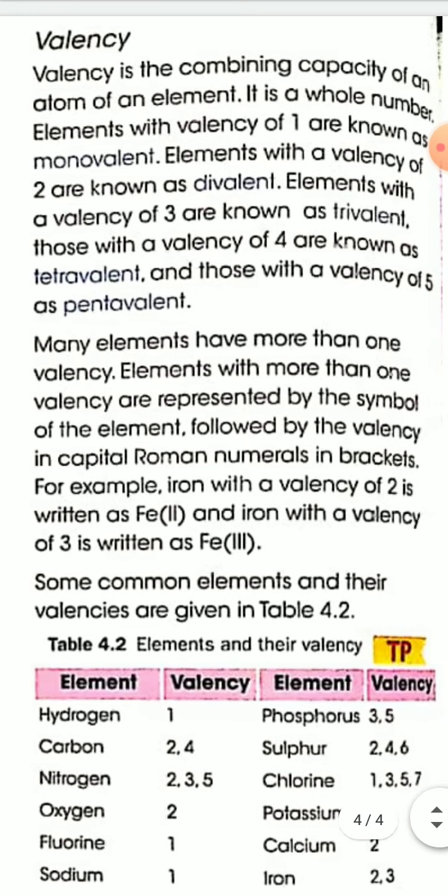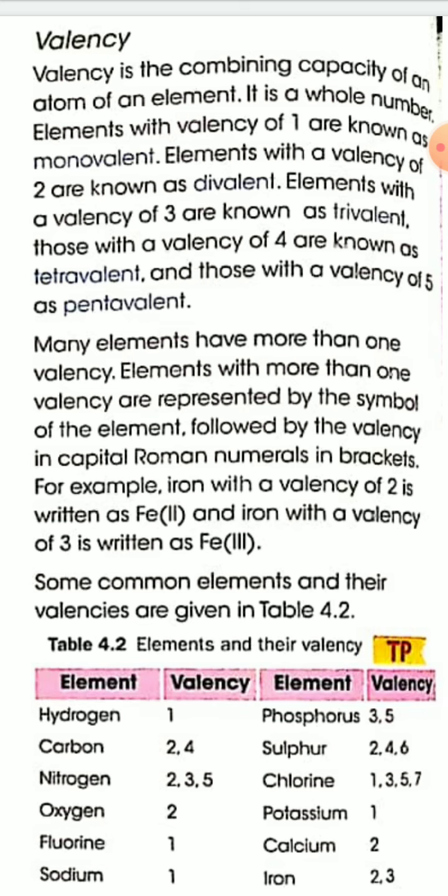Now valency. What is valency? Valency is the combining capacity of an atom of an element. Valency is a whole number. For example, in the case of methane, the formula is CH4. The valency of carbon is 4 because carbon is attached with 4 hydrogen atoms. So valency is a whole number.